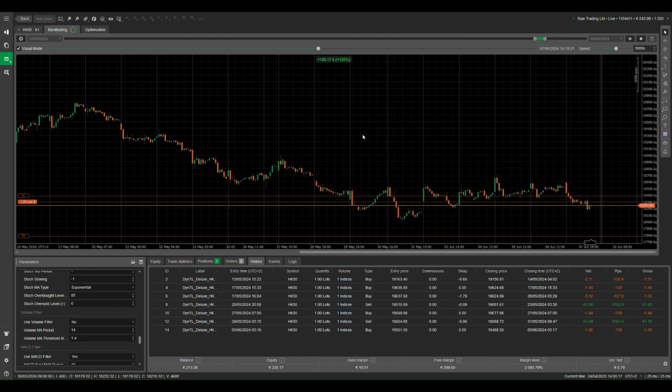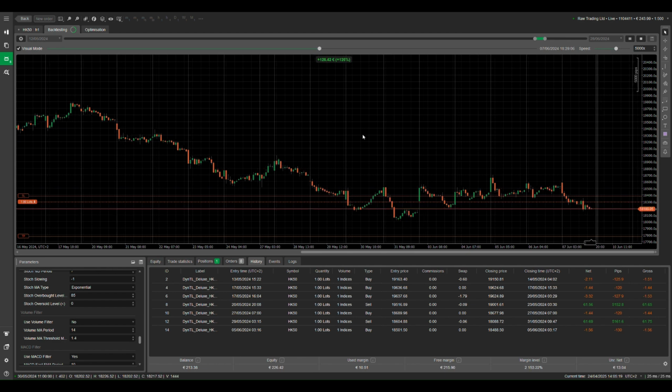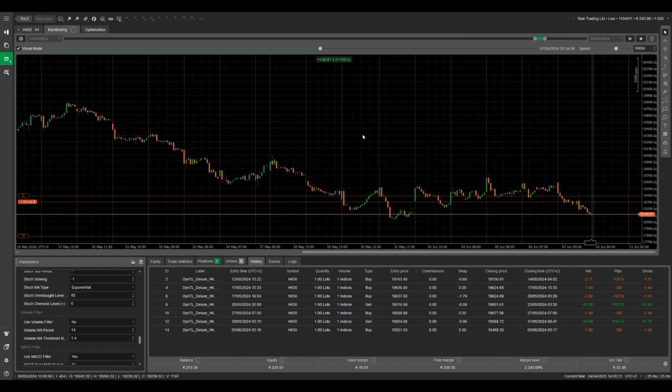Max allowed lot size. Description: the maximum lot size allowed for a single trade, even when calculated dynamically. This acts as a cap on the dynamic volume calculation. Only active if use dynamic lot is true. Default, 10.0. Min value, 0.01.